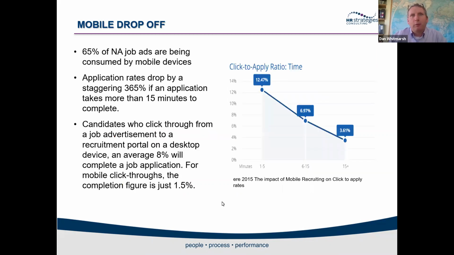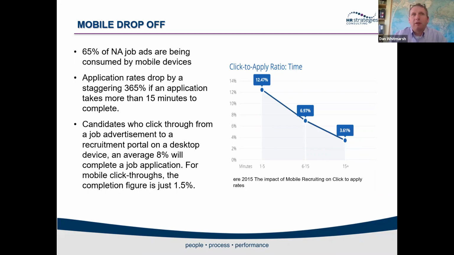Now, the other element we think about is that not everybody applies on a desktop device. In fact, growing evidence, we're tracking in North America, our friends at Monster reported not long ago that 65% of jobs in the US and Canada have an apply start from a mobile device. And unfortunately, the drop-off rate is not 90%. When it's on a mobile device, it's a staggering 365% if it takes more than 15 minutes. So people are falling off faster on mobile devices than on desktop.